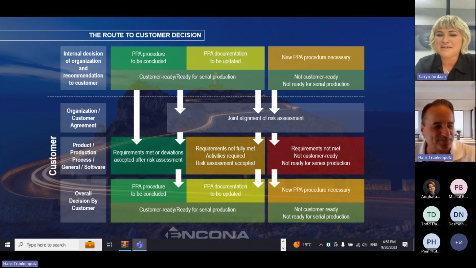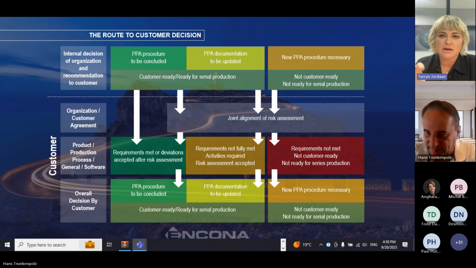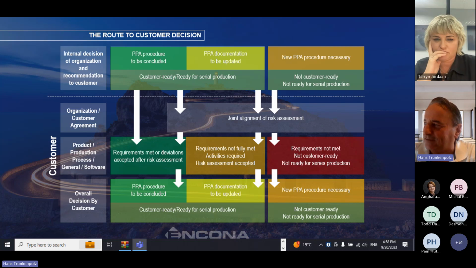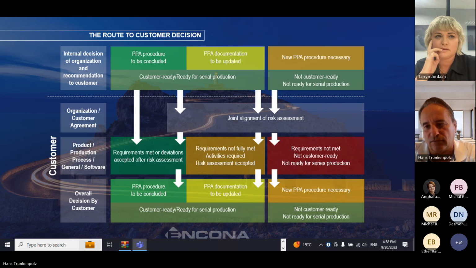A question from Mariana. These 47 PPA items, are they equivalent with the 18 PPAP items or more than those? Broader, I guess. Well, it's 18 versus 47, but all of the 18 you will find in the 47 of VDA 2, yes. If that answers the question.